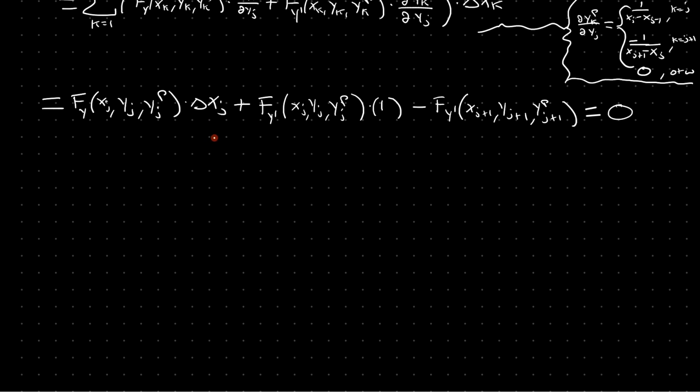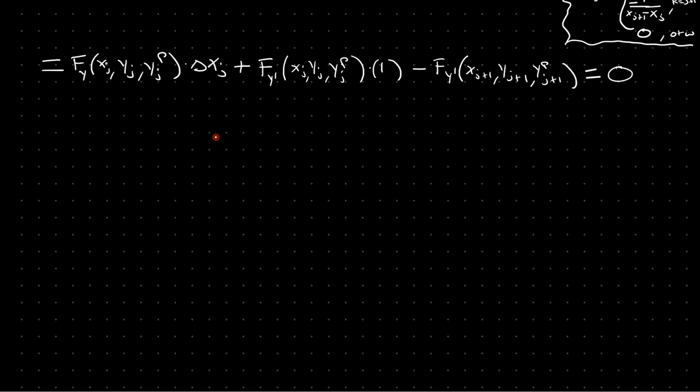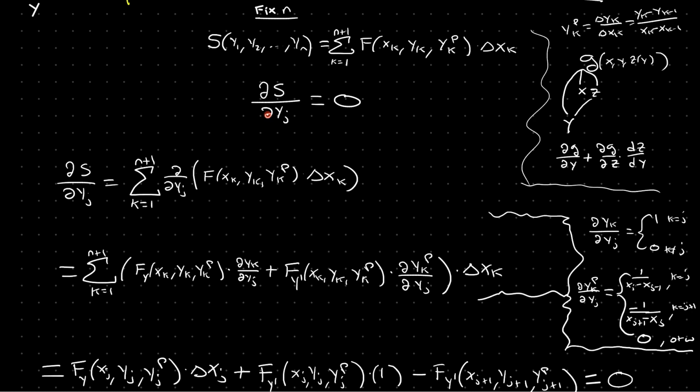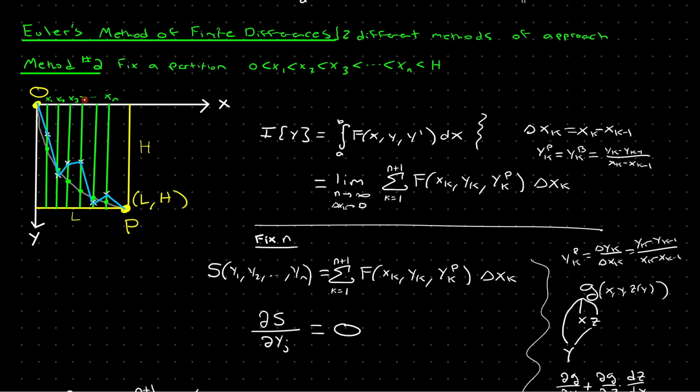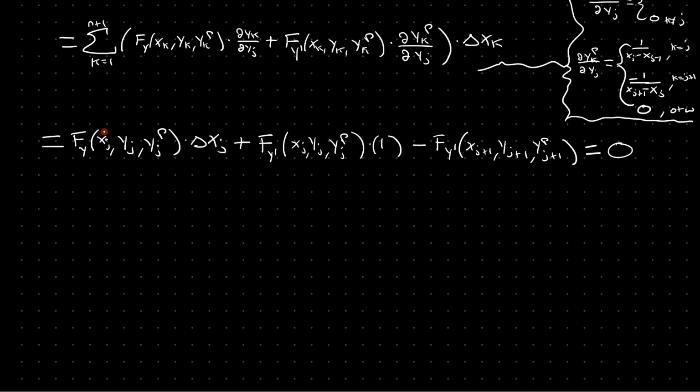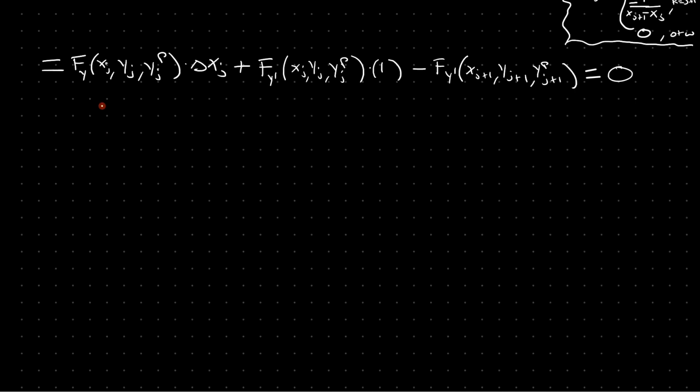Specifically, what I'm going to do is rewrite this a little bit. The delta xj is always positive, so we can divide both sides of this expression by it. We're assuming that our partition is made up of points x1 through xn, where these points are always strictly increasing. So dividing by delta xj gives the following expression.